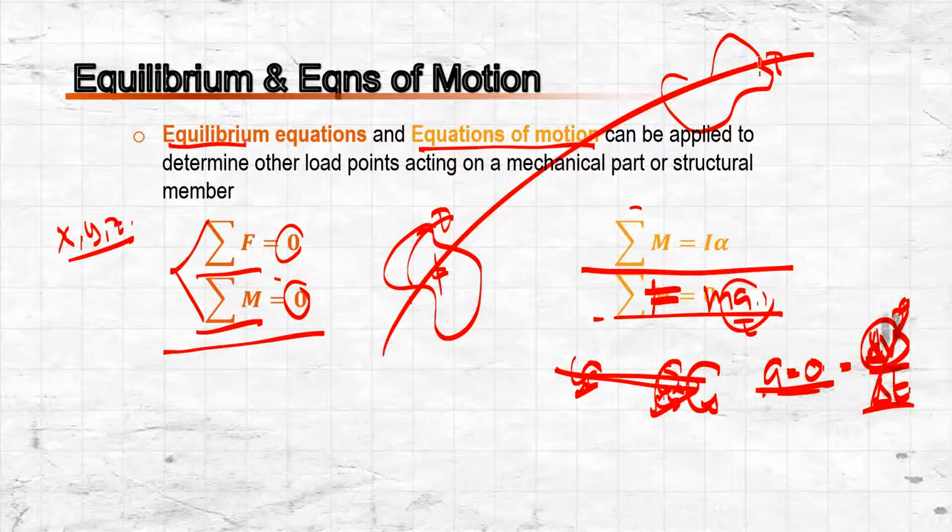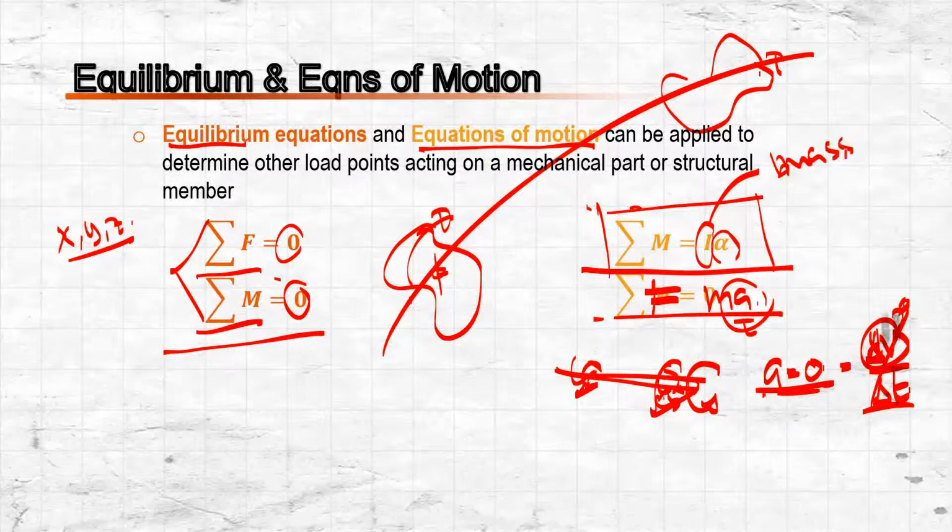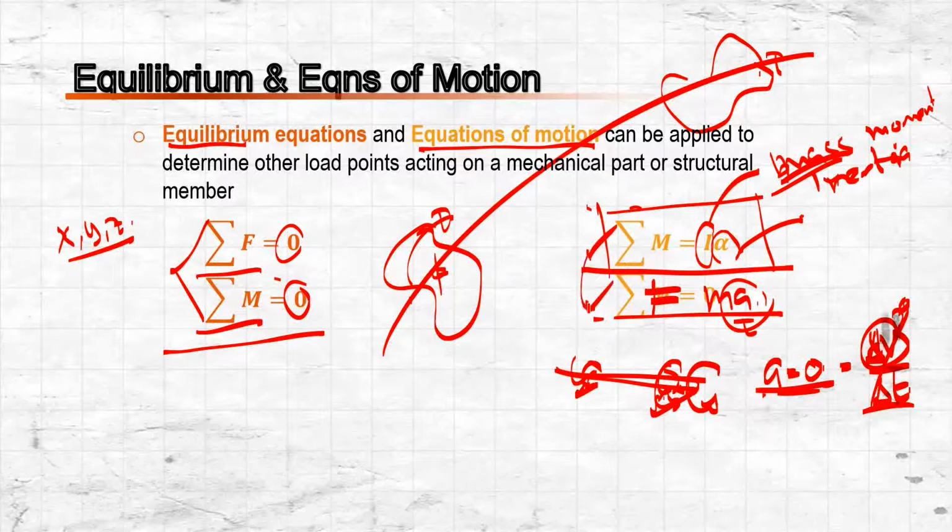So if we need to take into account the rotation, then we need to use this equation, that the summation of moment is equal to I alpha. This I is the mass moment of inertia. Okay, this is not the area moment of inertia, but rather the mass moment of inertia. And this alpha right here is the angular acceleration. Okay, so this one is rotation, and this one is translation. Okay, so what else?